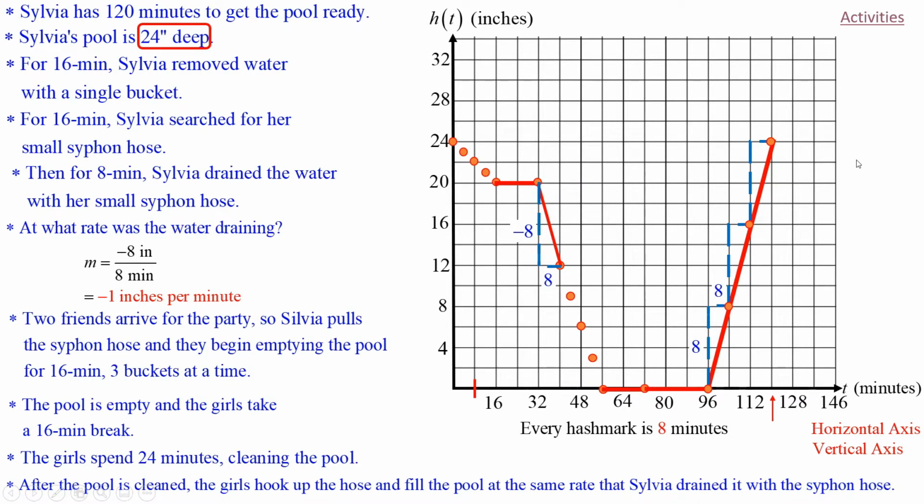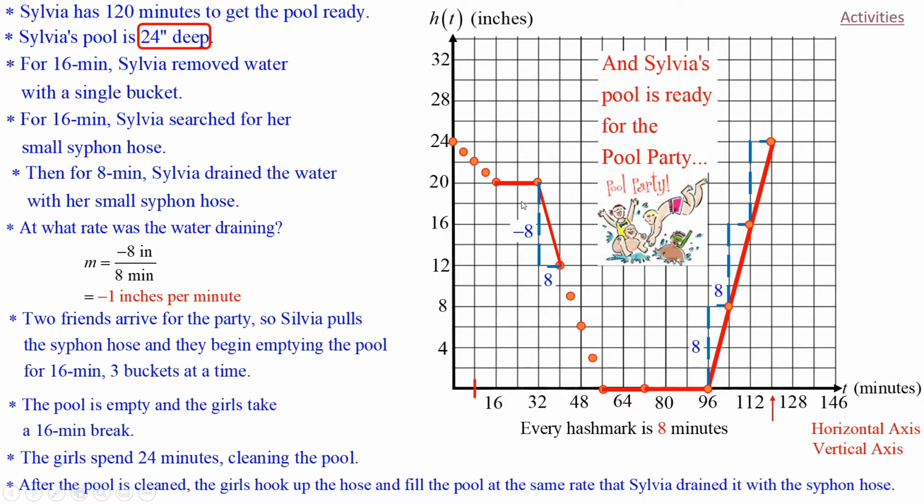So now check it out. This is really cool. We are discrete and decreasing. We are constant and continuous. We are continuous and decreasing. And then we are continuous but discrete. And then we are constant and continuous. And then we are not constant, we are increasing and continuous when we fill the pool. All right. So, and Sylvia's pool is ready for the party.